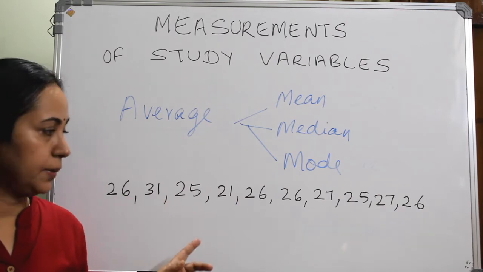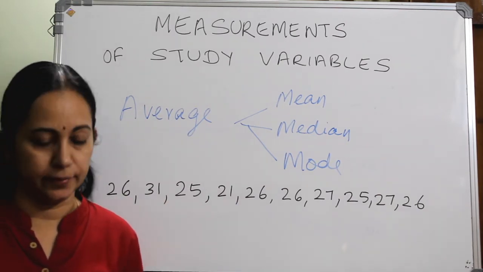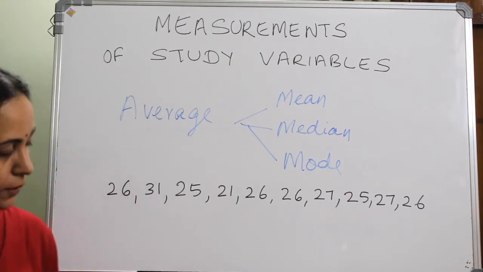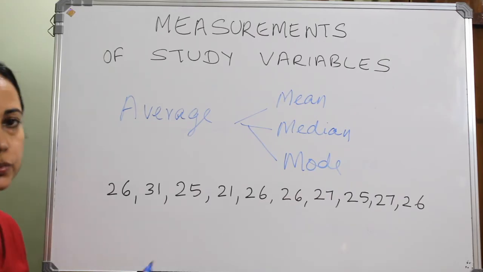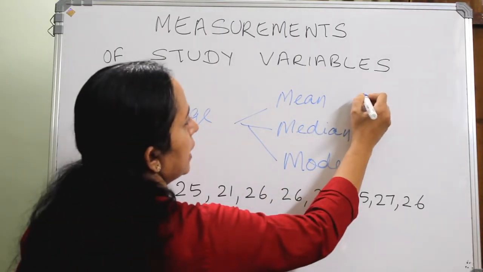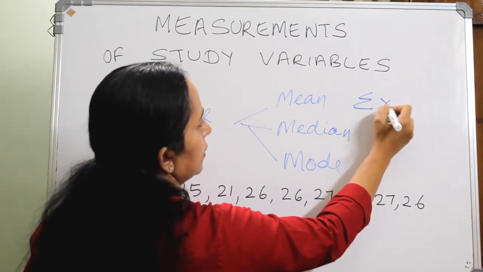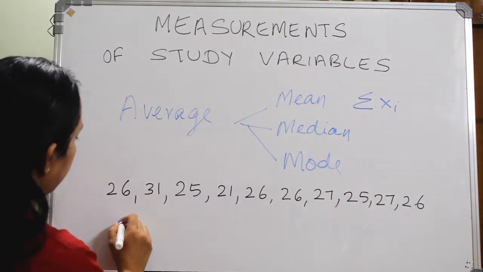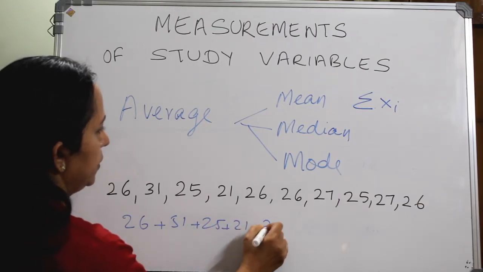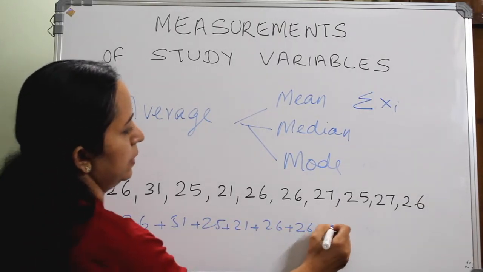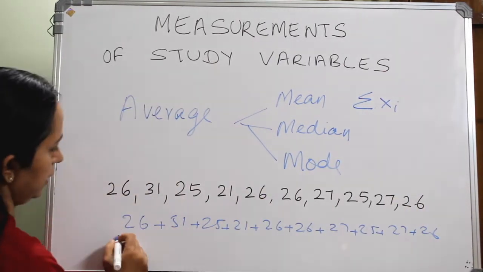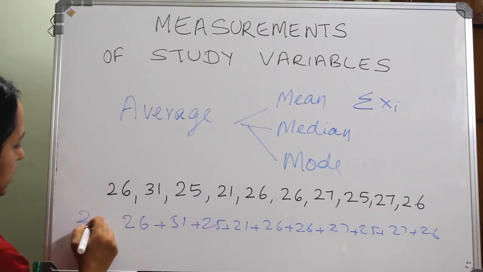This is the age of 10 females who came to an antenatal clinic. So what is the mean of these values? That is calculated by, first you have to add. So take the sum of all these variables. The sum is written like this. In this case you have to add 26 plus 31 plus 25 plus 21 plus 26 plus 26 plus 27 plus 25 plus 27 plus 26. Right? So that will come to 260.